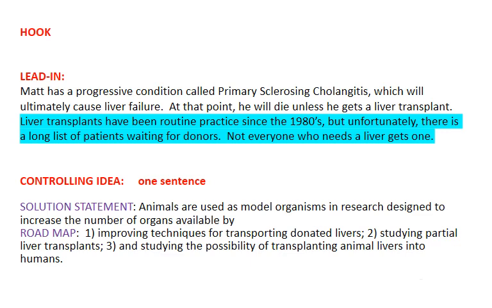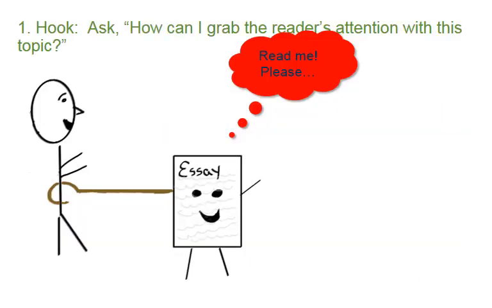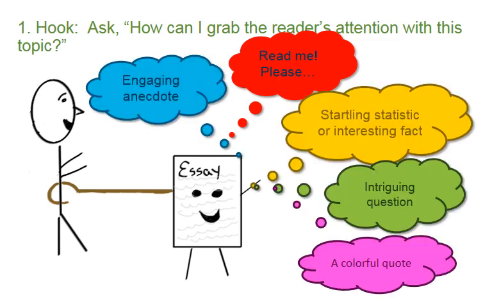So, now I need a hook. We want to grab their reader's attention, but also set them up to predict our point. A hook could be one of several different things. It could be an engaging anecdote, a startling statistic or interesting fact, an intriguing question, or a colorful quote. This is a great place to use an anecdote or quote that you learned about in your interview. If you don't have a real personal connection to this topic, a startling statistic or intriguing question is a good choice. But whatever you choose, it should set up your reader to anticipate the topic of your paper.